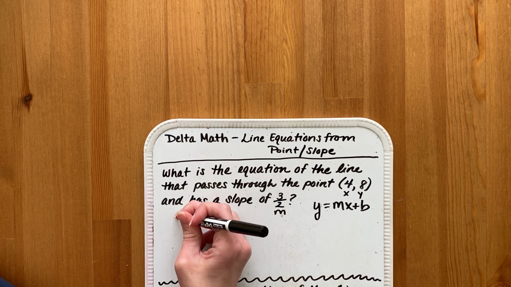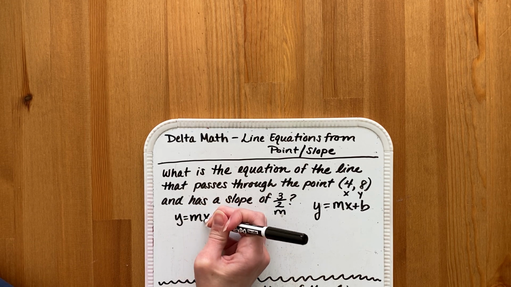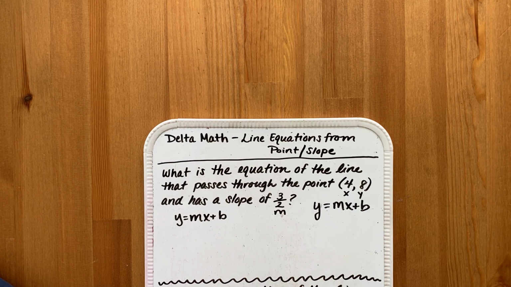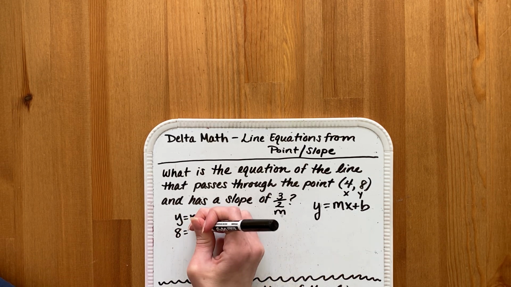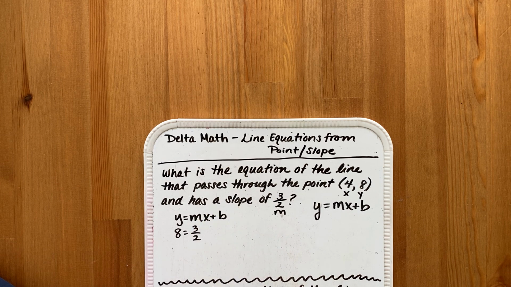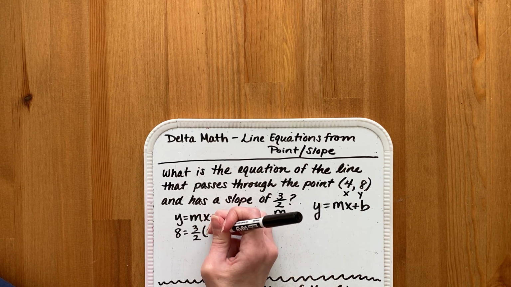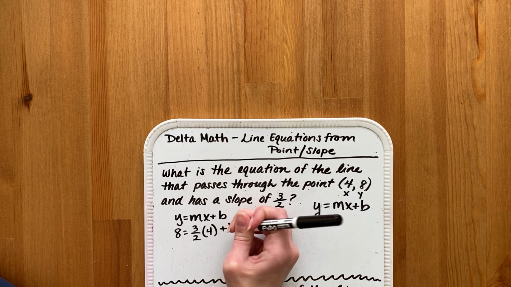So what we're going to start with is that y equals mx plus b equation. We're going to fill in the m, the x, and the y. So y is 8 from our coordinate. M is 3/2. That was our slope. X is 4. And then we don't know b yet.